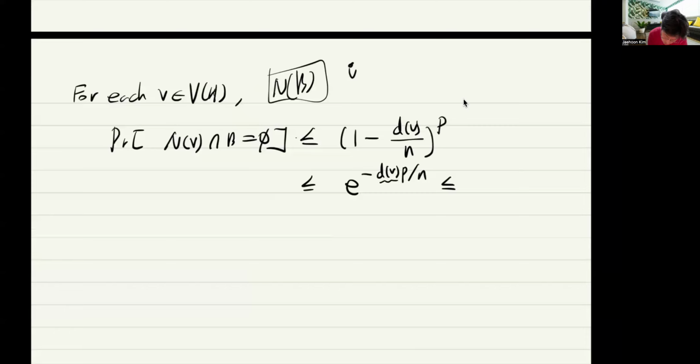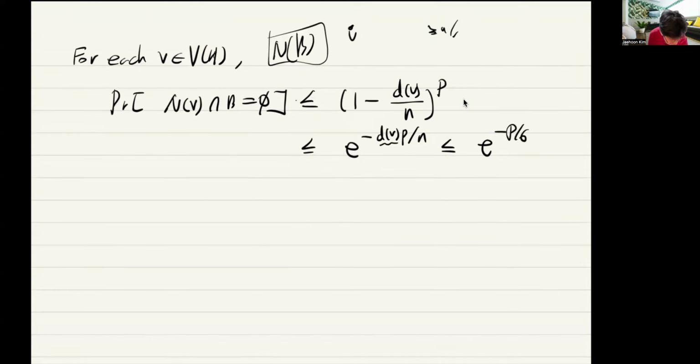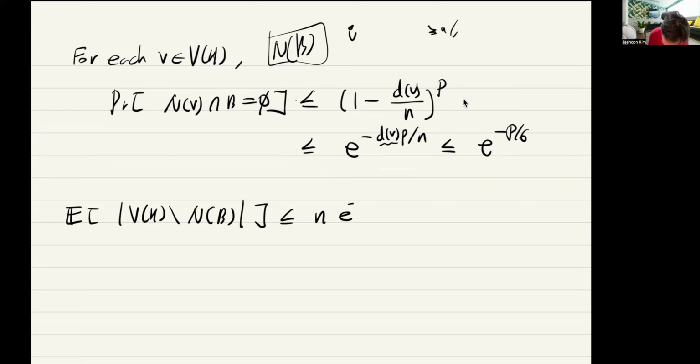And we know that the minimum degree is at least n over 6. So this is at most e to the negative P over 6. Thus, the expected number of vertices not covered by another neighborhood in B is at most n times e to the minus P over 6. That's smaller than n to the e to the negative half square root of log n. So this is small.